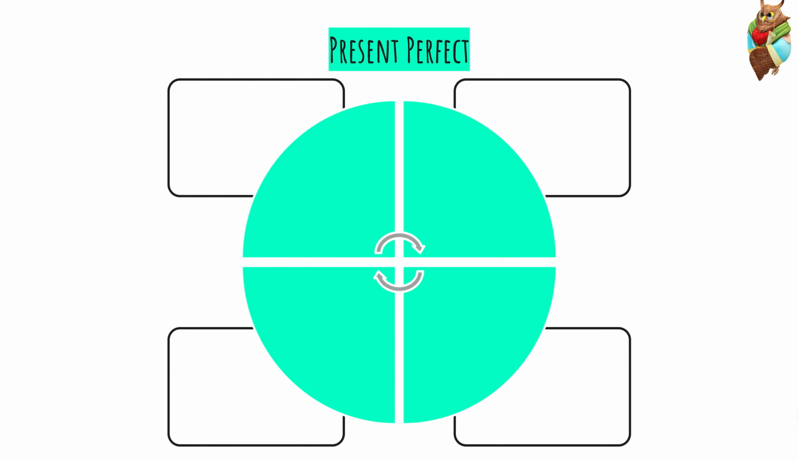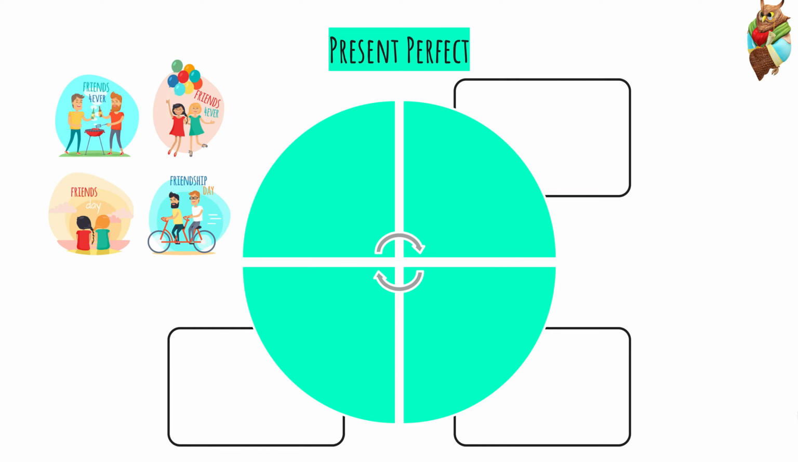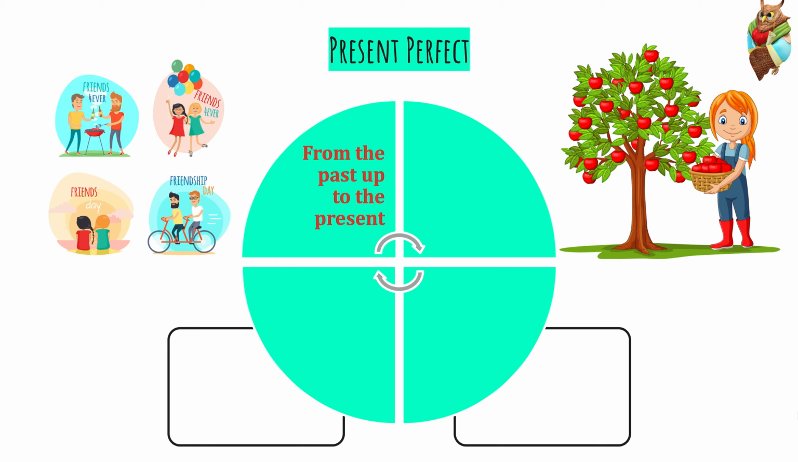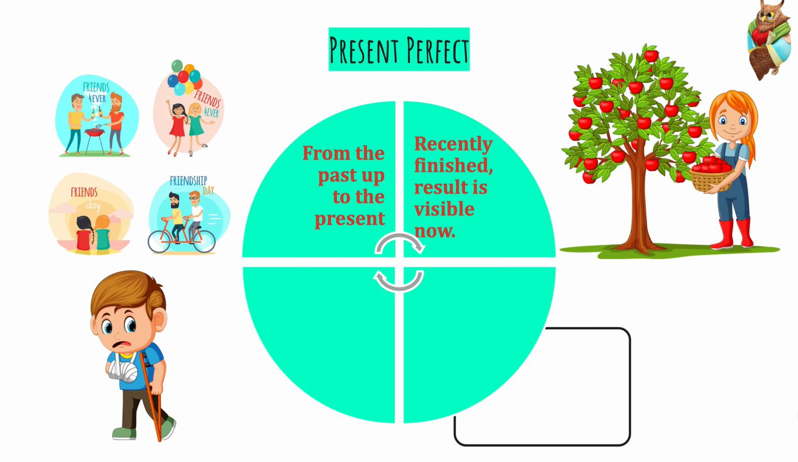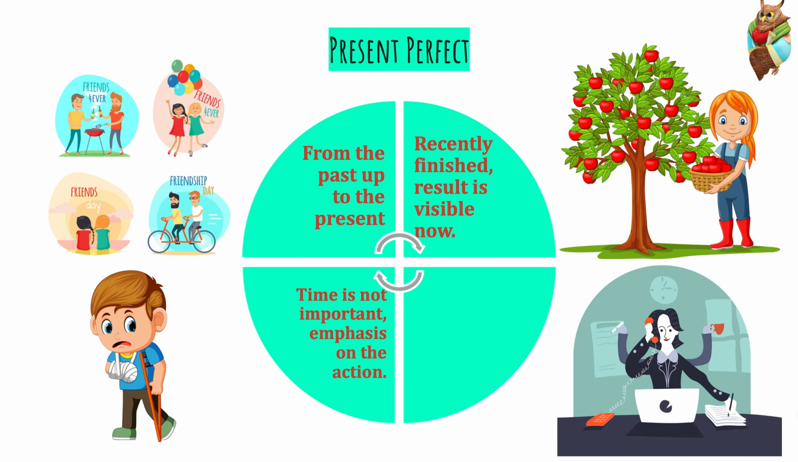To sum up, let's sum up present perfect. We remember our friends, so we use present perfect to talk about friendship, yeah? To talk about something from the past up to the present. Also, we talked about apples. Recently finished, result is visible now. Simply. Broken arm. Time is not important. Emphasis on the action. And faxes may happen again. The time period is not over yet.